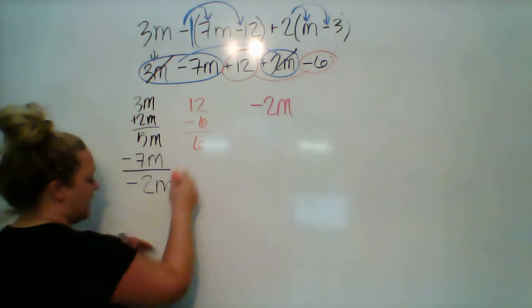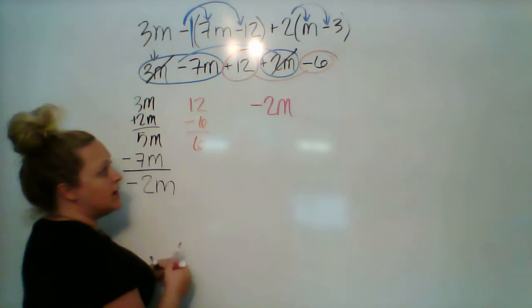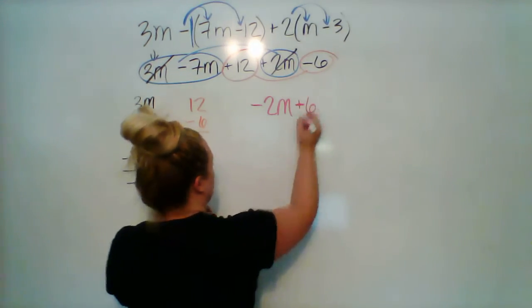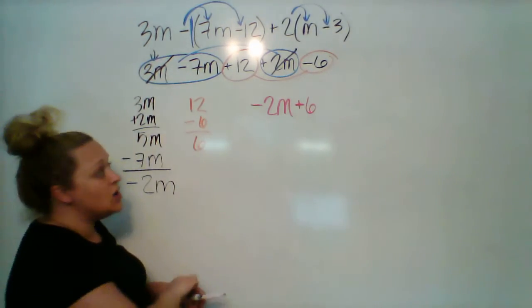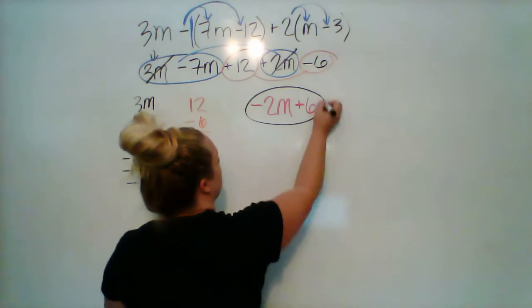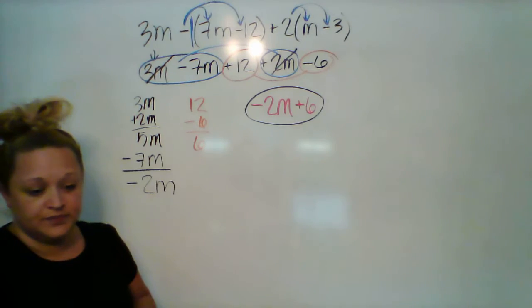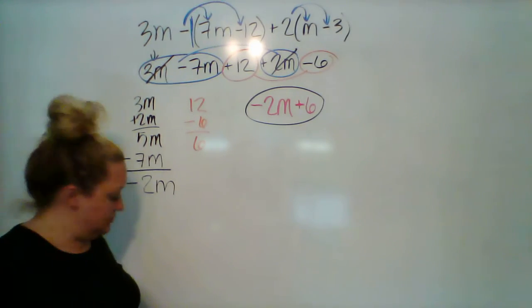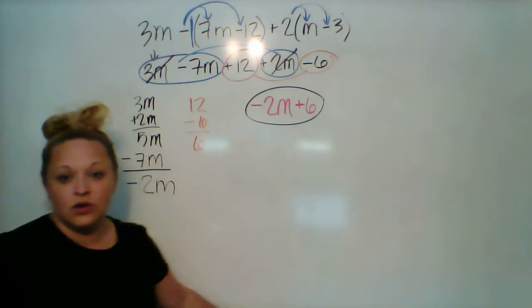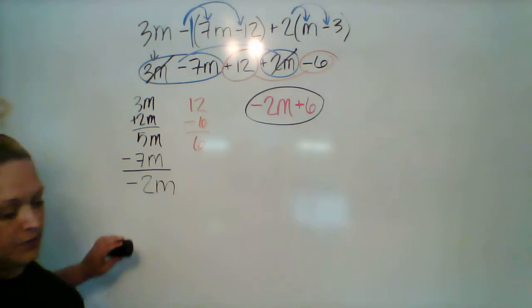So now I'm going to take this positive 6 and I'm going to combine it with this. And that's your answer. You can't solve this because there is not an equal sign. So therefore, that's your answer. You're finished with this problem. Okay? All right, let's do number 4.